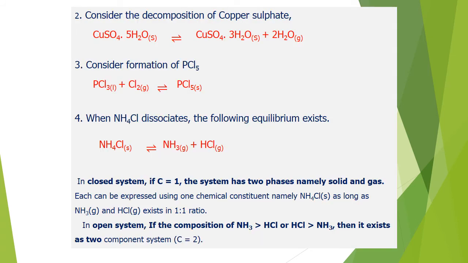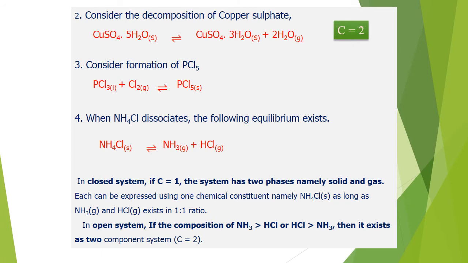So consider the decomposition of copper sulfate. Copper sulfate 5H2O gives copper sulfate 3H2O and water vapor. So using copper sulfate 3H2O and water vapor, I can define the other component, copper sulfate 5H2O. Otherwise, using copper sulfate 5H2O and water, I can define copper sulfate 3H2O. So from this, even though we have 3 components here, it reduces to a 2-component system. So C takes the value 2.